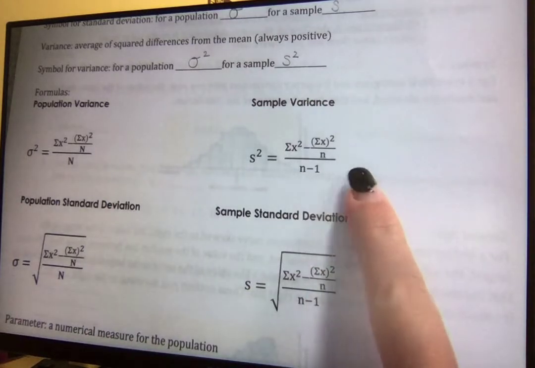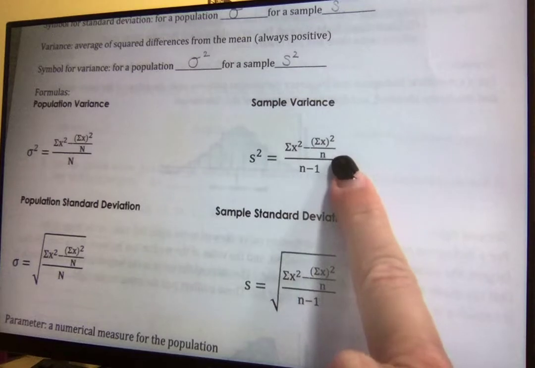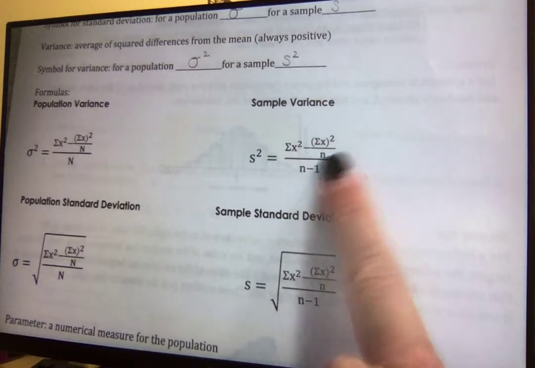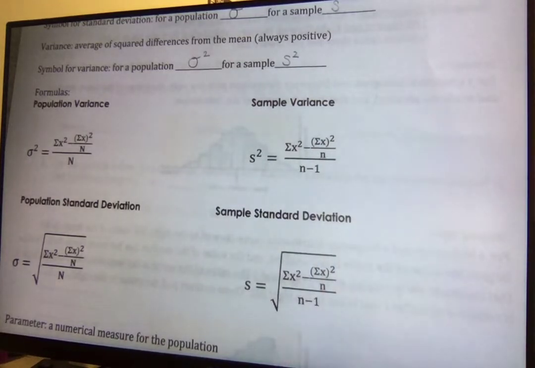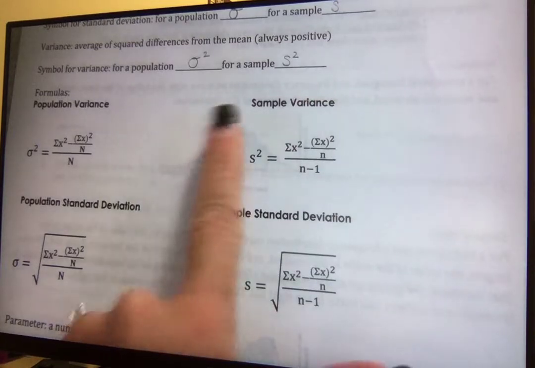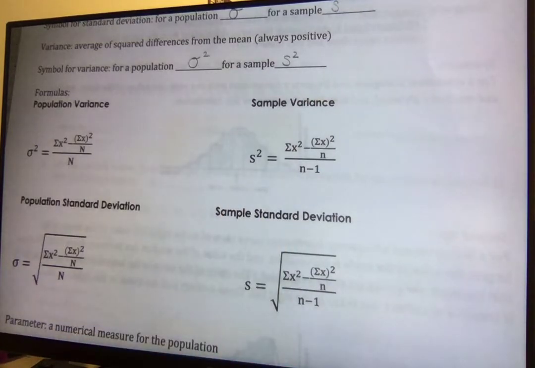Sample variance is over here. Same thing, but we have lowercase n, and then we have n minus 1. This is our sample size. For sample standard deviation, it is just our sample variance, taking the square root. We'll use those in just a second before we get to actual problems.